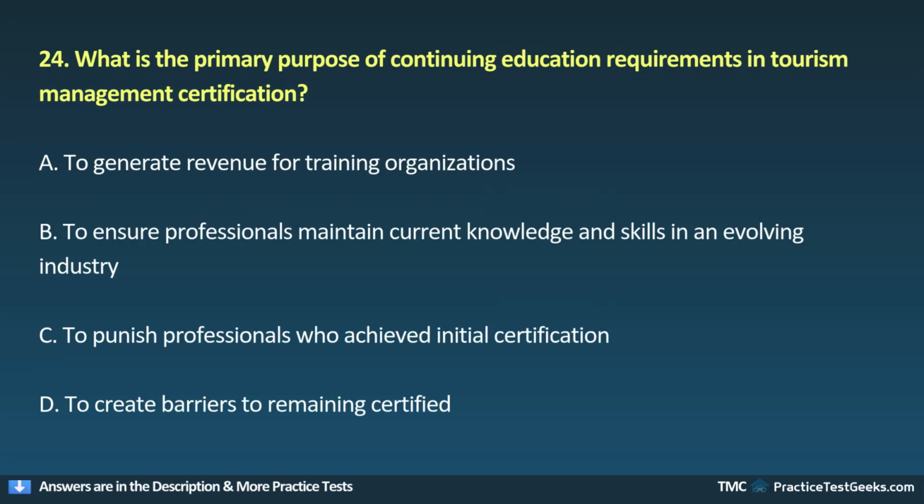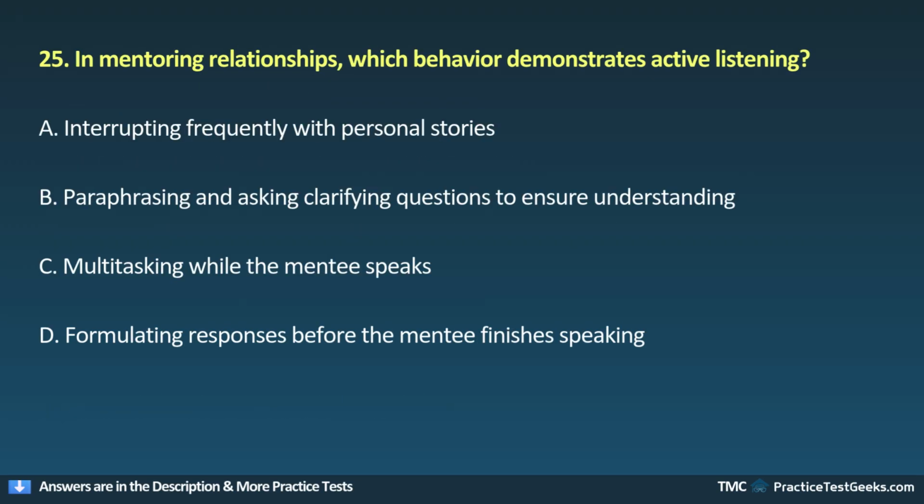24. What is the primary purpose of continuing education requirements in tourism management certification? A, to generate revenue for training organizations. B, to ensure professionals maintain current knowledge and skills in an evolving industry. C, to punish professionals who achieved initial certification. D, to create barriers to remaining certified.